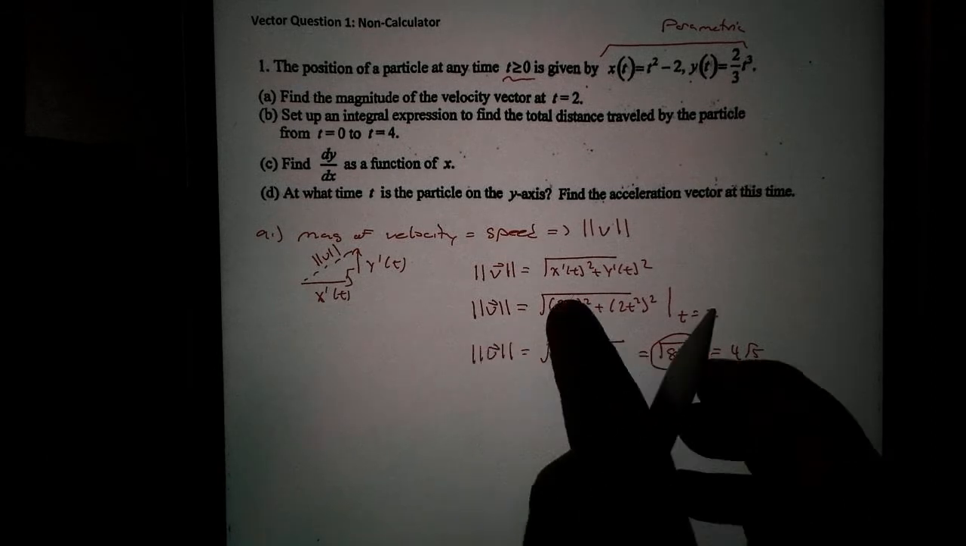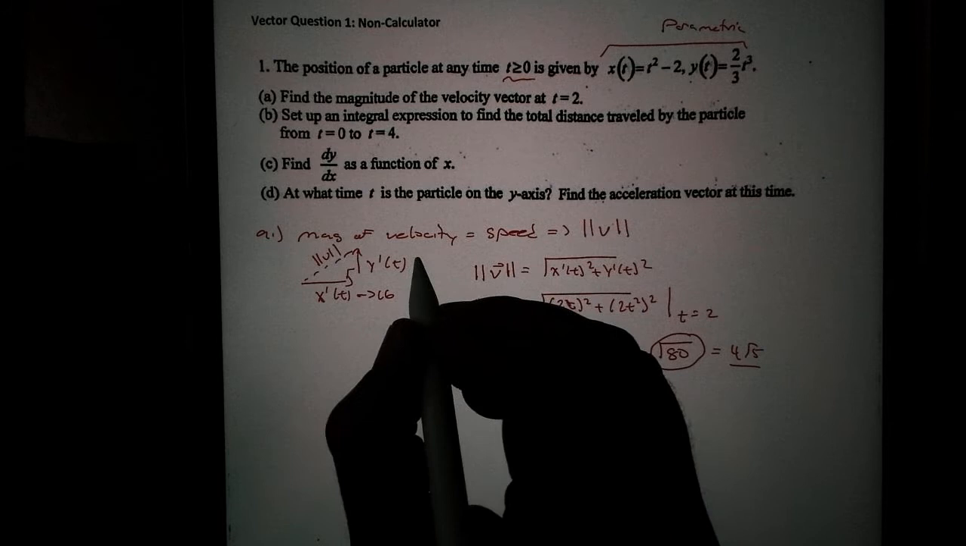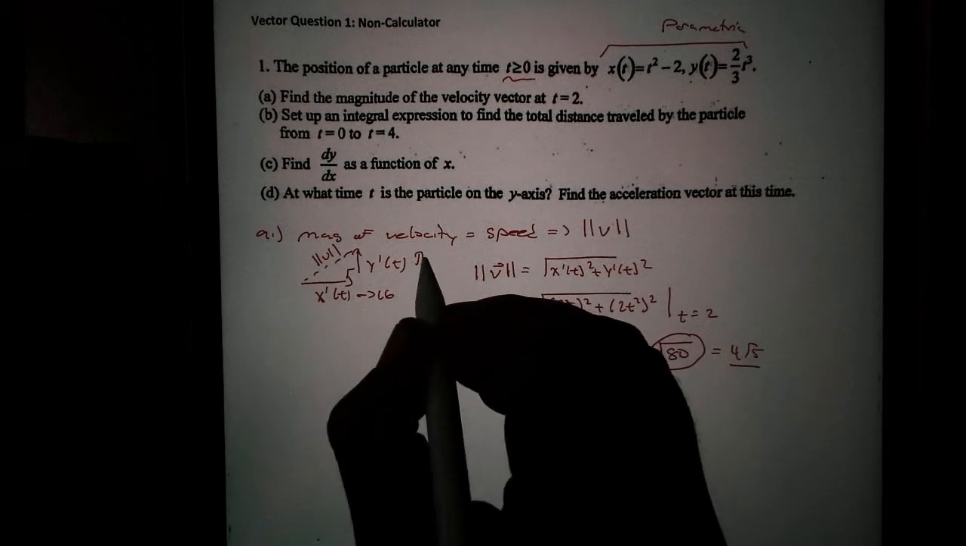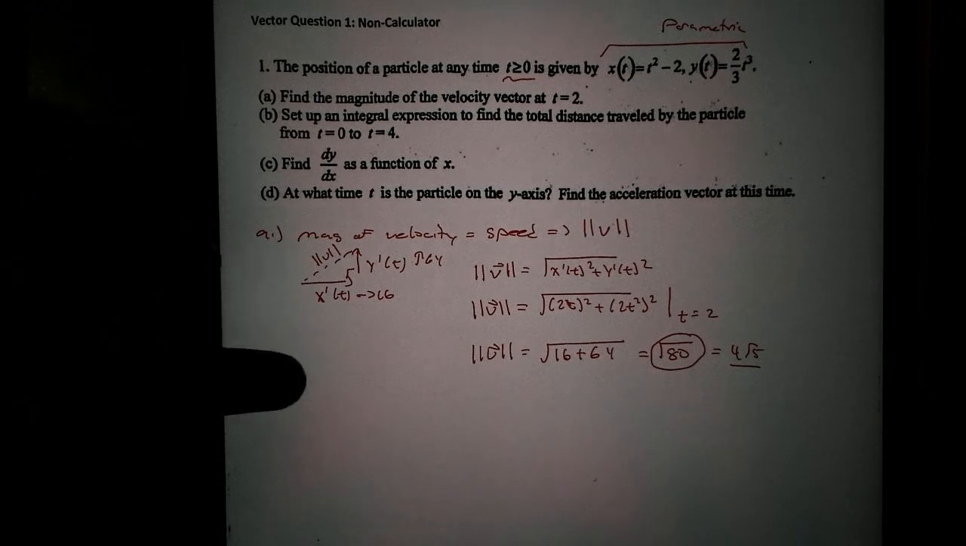So, in other words, horizontally the particle is traveling at 16 units. Vertically the particle is traveling at 64 units. And the actual speed is root 80 units.